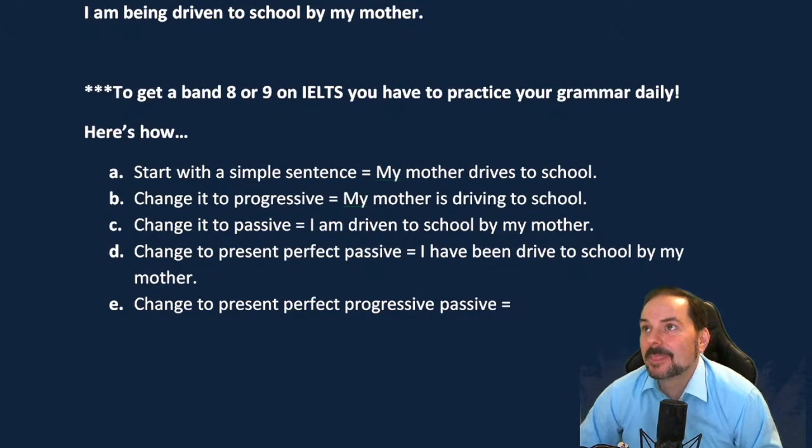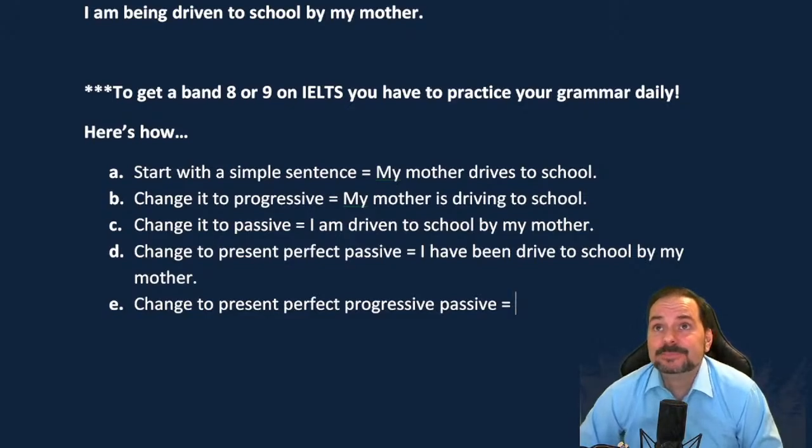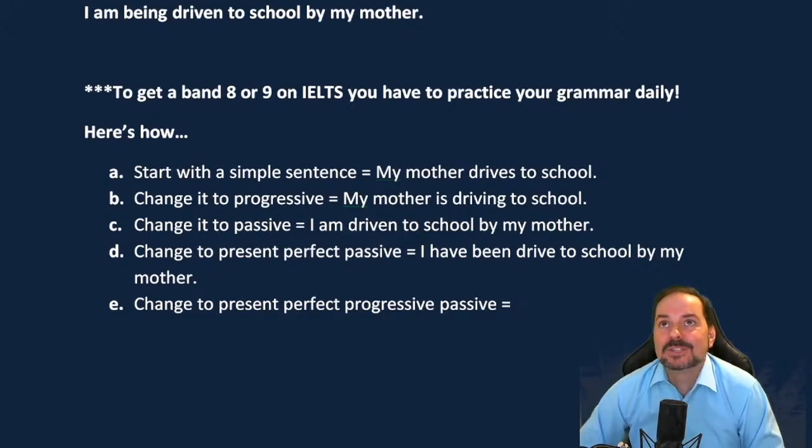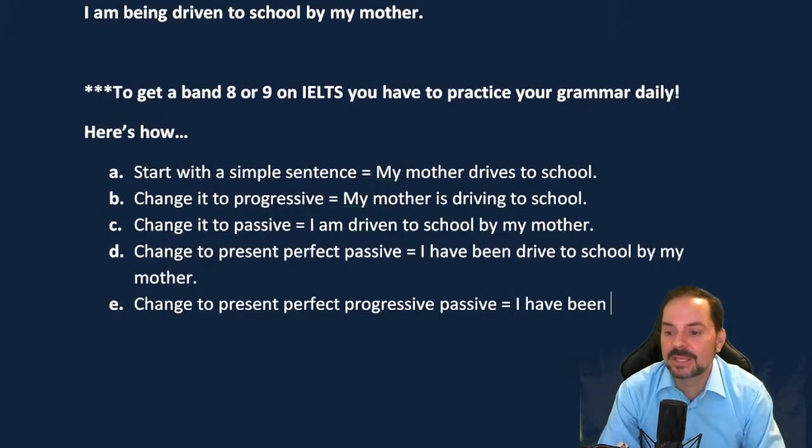This is one where even native speakers are like, what? We have that grammar? Because we don't use this level of grammar too much, but it is a correct form of grammar that we're going to produce here. Let's see who can come up with it. I don't see any correct ones there. Okay, Elisian, very nice. Elisian says, I have been being driven to school by my mom. So you still need the past participle, okay? So I have been being driven to school by my mother.